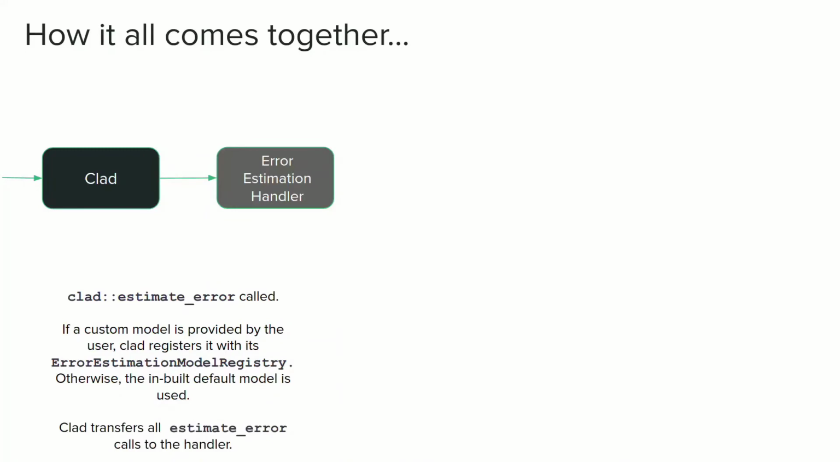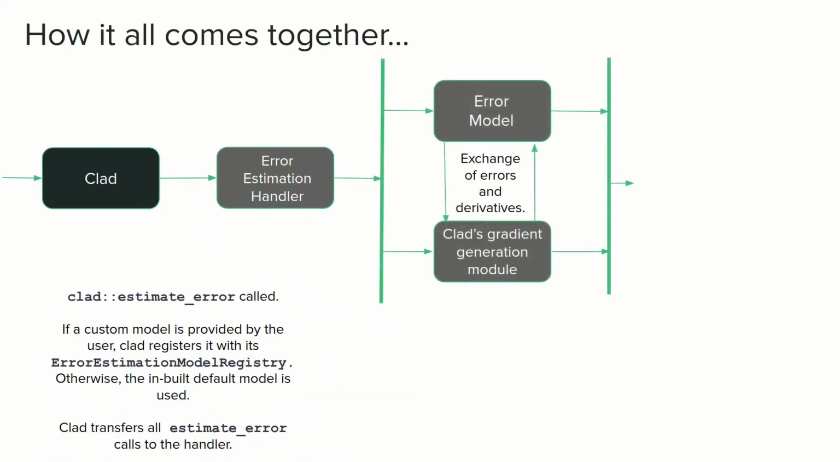So then once Clad receives the estimate error request, it transfers all the calls to the error estimation handler. The error estimation handler then, I wouldn't say it branches out. It's again not a parallel task, however it can be. It branches out and Clad's gradient generation module takes over.